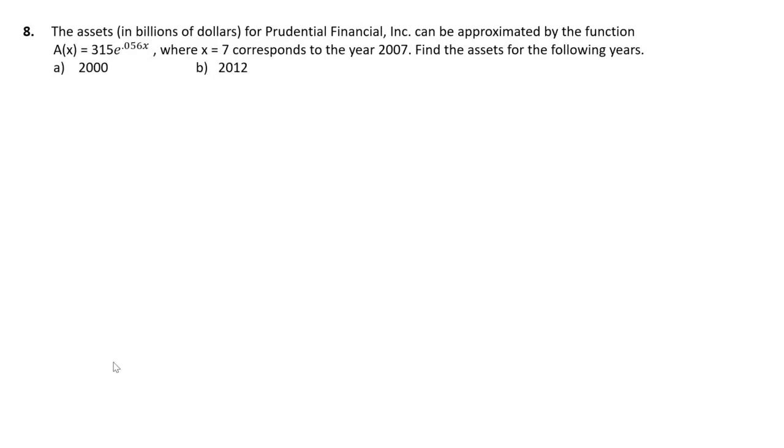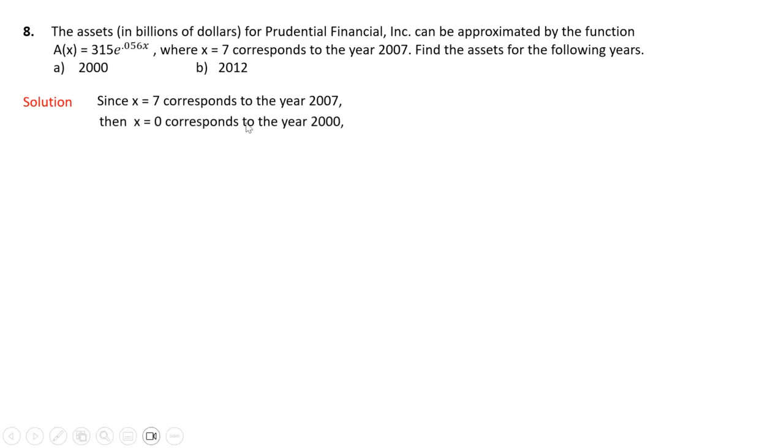Number 8. The assets, in billions of dollars, of Prudential Financial Incorporated can be approximated by the function A(x) equals 315 e to the 0.056x, where x equals 7 corresponds to the year 2007. Find the assets for the following years. In the year 2000, right? If x equals 7 corresponds to the year 2007, then x equals 0 must correspond to the year 2000. In a similar fashion, x equals 12 must correspond to the year 2012.